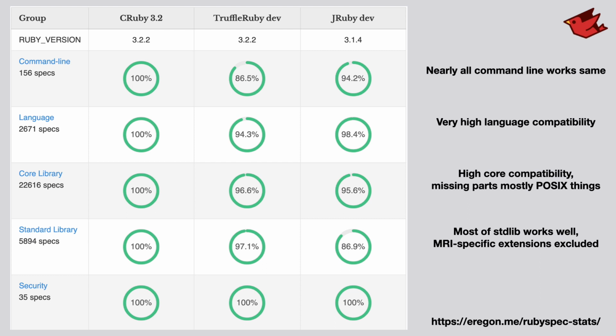Here's a little chart from the Ruby specs stats page. This kind of shows where our compatibility level is. Very high level of language and core library compatibility. Standard library drops off a bit because there's a few little used and unusual libraries that we don't have native versions for JRuby. But fully covering all of the various security specs, security regression specs that are there. And we always keep bumping these numbers up with every release.